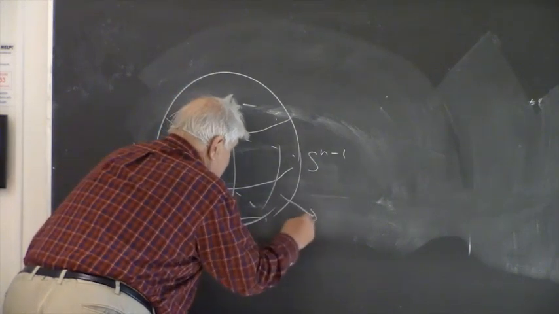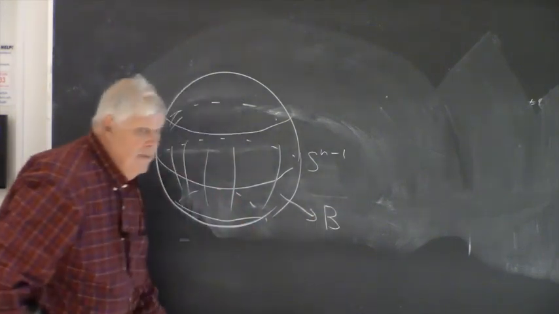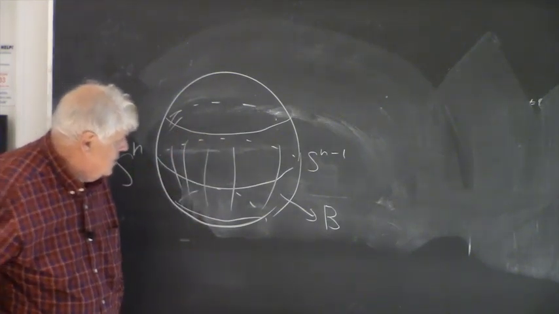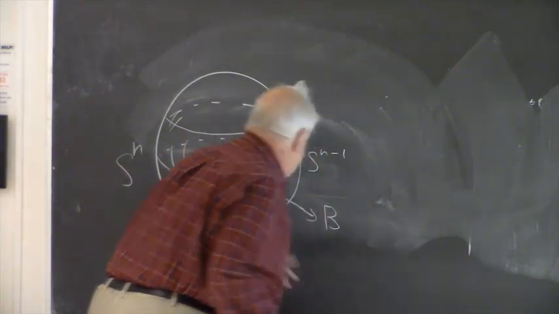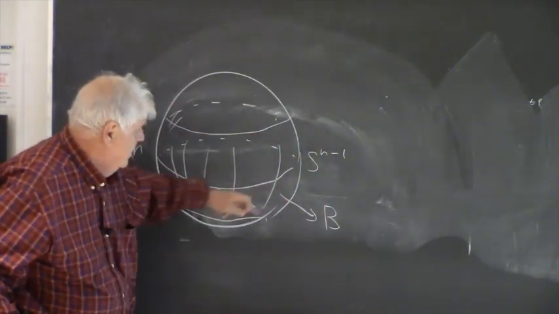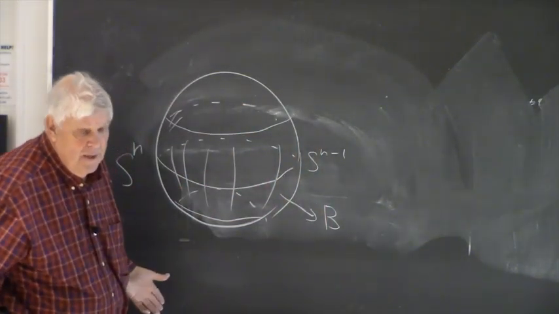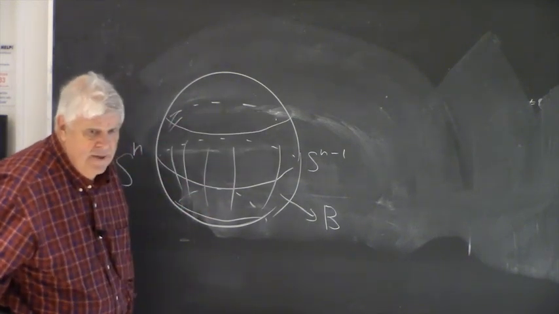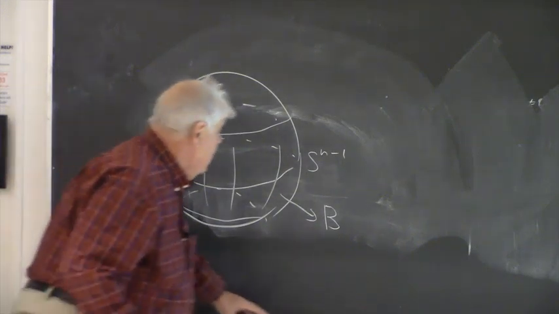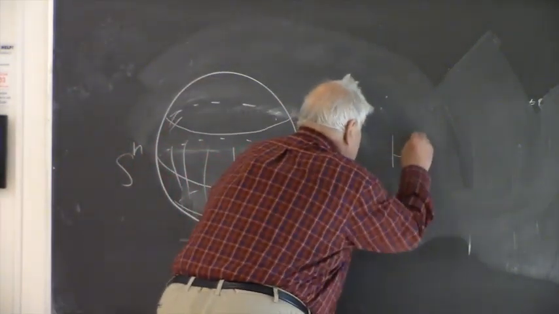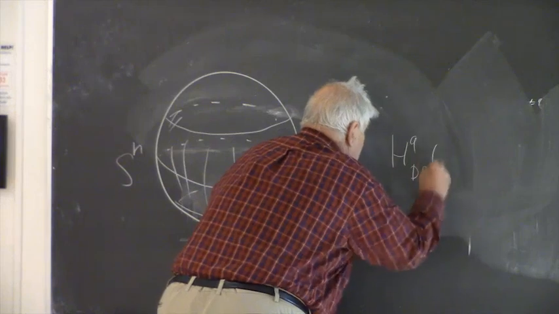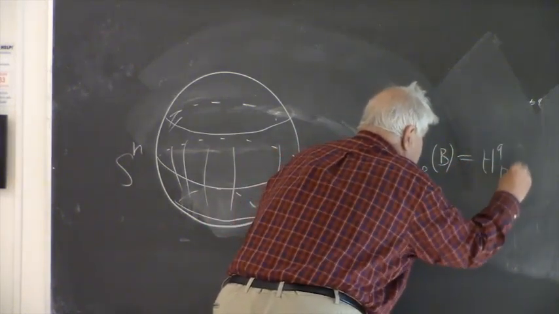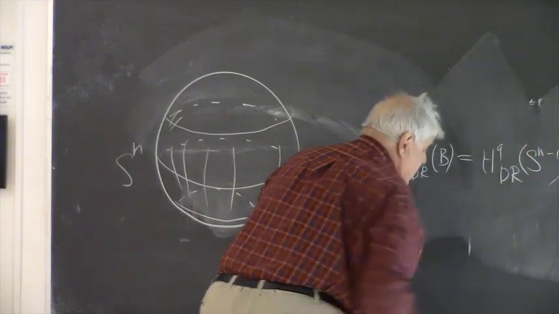Let me denote it for the moment as B. It will have another notation, but B is belt. And B is open, it doesn't include the boundary spheres. It is not important, but I prefer to use this language. And then the de Rham cohomology of B is the same as the de Rham cohomology of Sn minus 1.